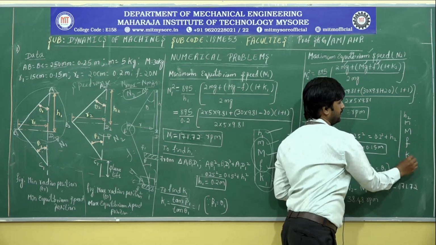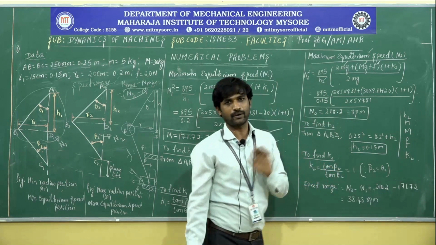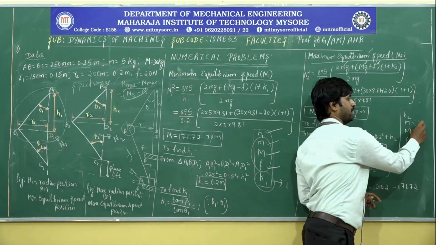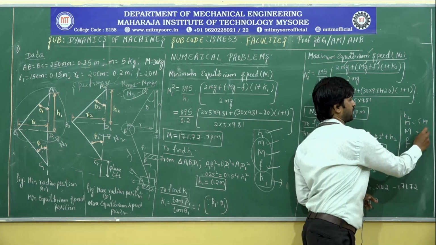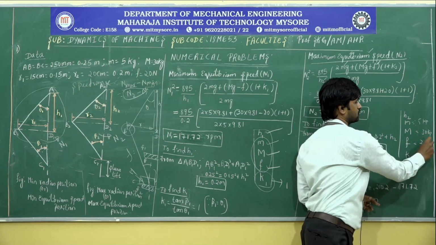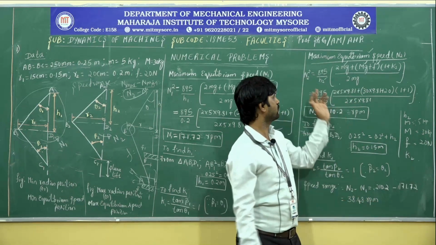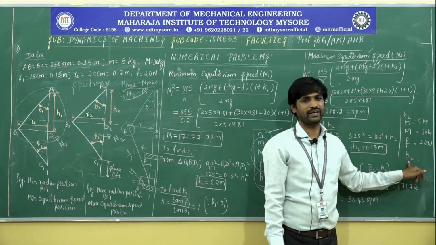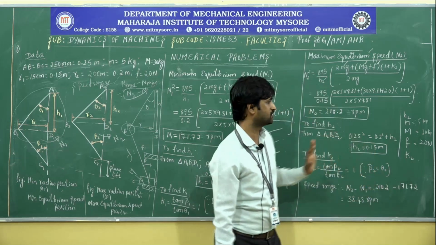then F, followed by K2. But in the problem itself, it is stated that the value of small m will be equal to 5 kg, the value of capital M will be equal to 30 kg, and the value of F will be equal to 20 Newton. So to calculate N2, again we need only 2 terms, which are H2 and K2.